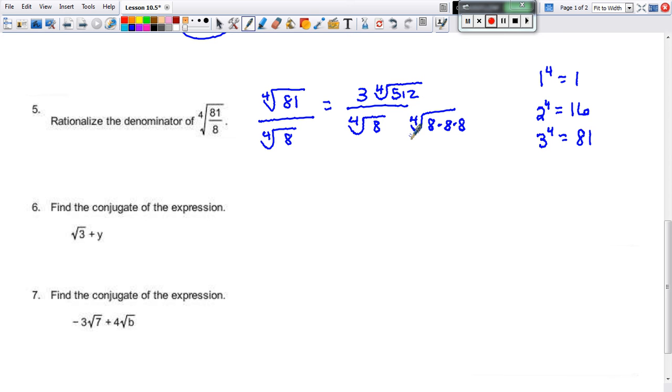Whenever you do that, whatever is under the radical stays in your denominator. So my final answer for this one is 3 times the 4th root of 512 over 8, whatever's under your radical.